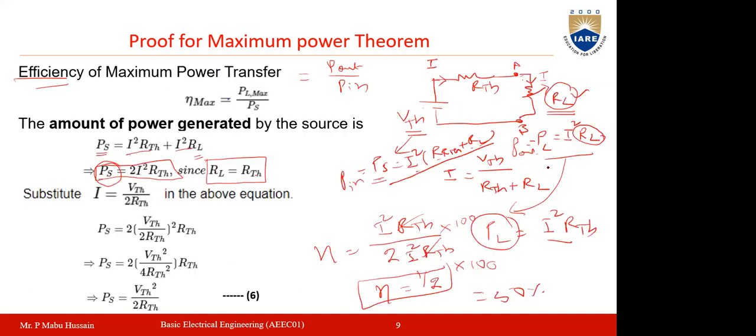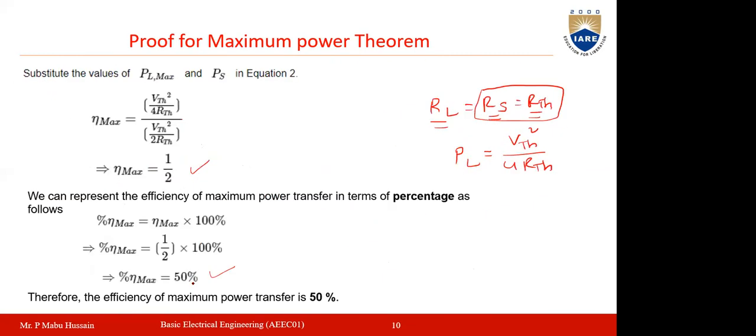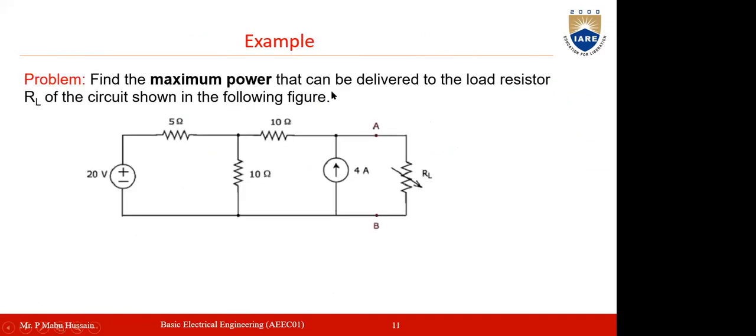So this was derived here. The maximum power delivered to the load will be equal to V Thevenin square by 4 RL or 4 RTH. So this you have to remember. Or this can even be written as I square into RL, or I square into RTH, the power across the load. Let us see one problem or one example so you can understand.